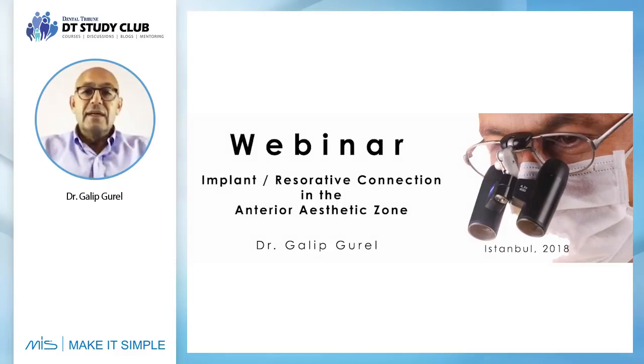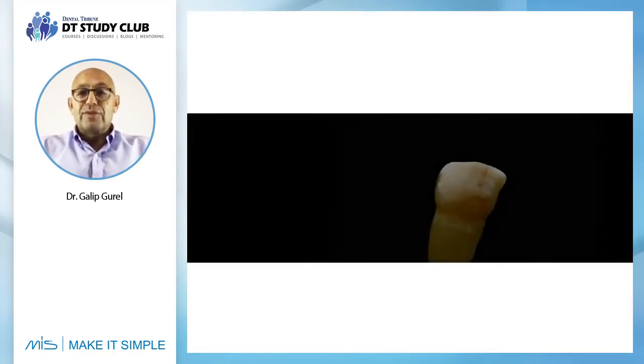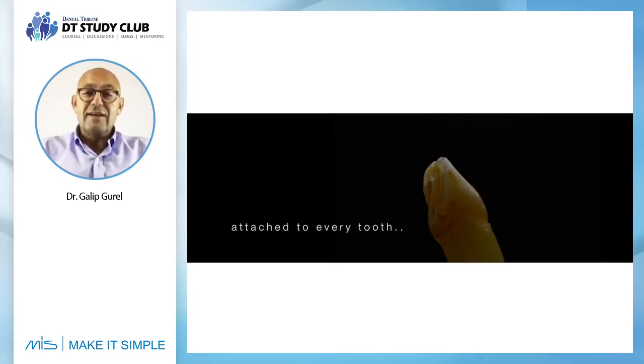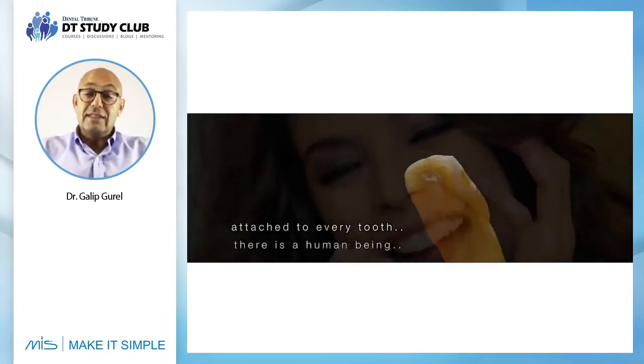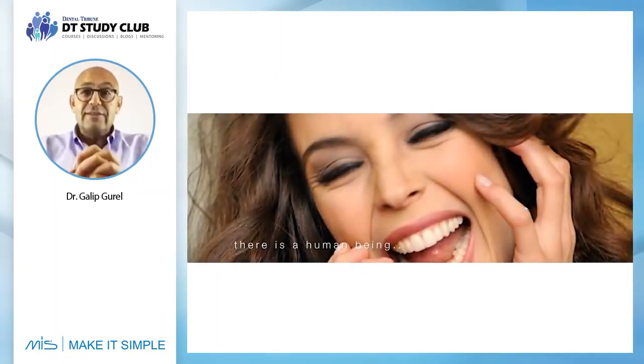On top of that, deciding on what type of provisional to make, and then what kind of restoration to make. Well, before again starting my main topic, look at this beautiful tooth shape. I don't think we can compare anything to the natural tooth itself. And we should always keep in mind that attached to every tooth, there is a human being. So what I'm trying to say is let's try to save the tooth structure as much as we can.